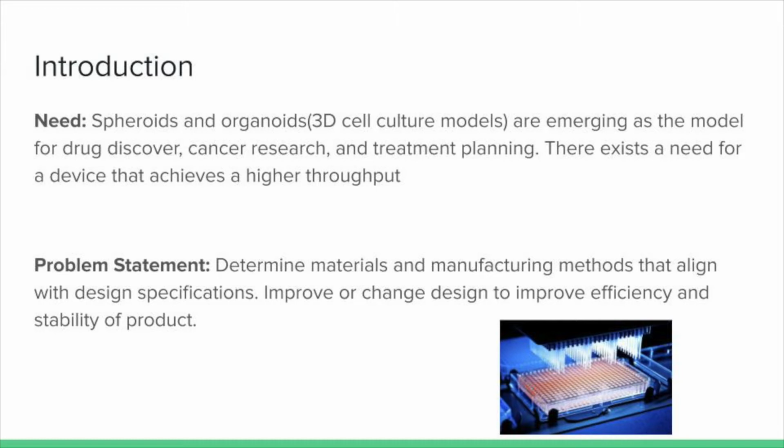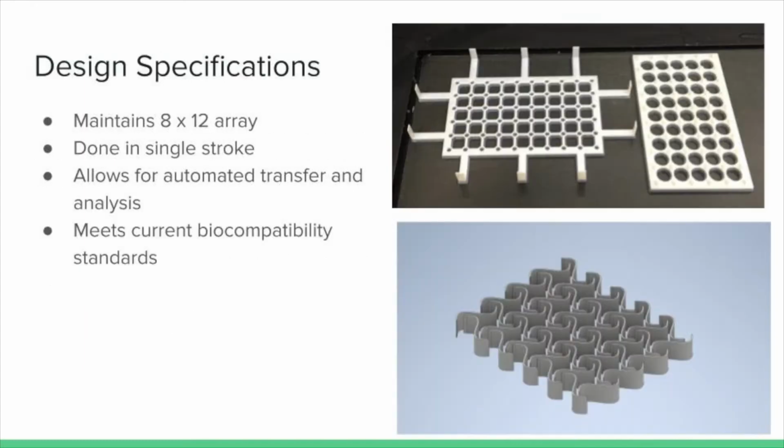Though current models are lagging, as a group, the problem we were tasked with was determining the materials and manufacturing methods that align with the design constraints. In addition, improving or altering the design to improve the product.